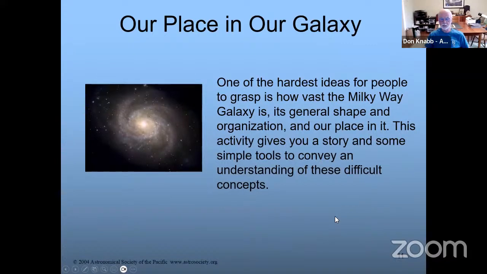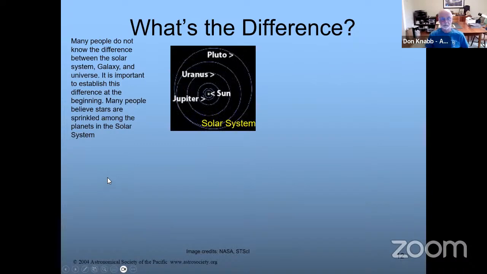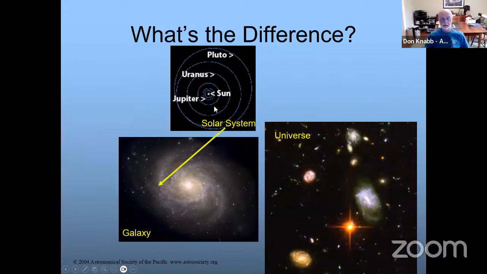A lot of people, if you go to local star parties, have a hard time grasping the Milky Way, how big it is. It's incredibly vast, and where are we? So this is a little presentation you can give at a library, to the Cub Scouts, the Girl Scouts, to a high school or elementary school class. A lot of people don't understand the difference between the solar system, galaxy, and universe. A lot of people think that the stars they see are sprinkled among the planets. So here we have the solar system, the galaxy, and the universe. And it's nice to explain that the solar system is in the galaxy and the galaxy is in the universe.